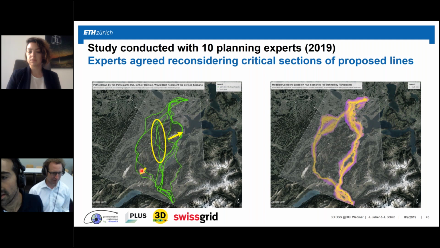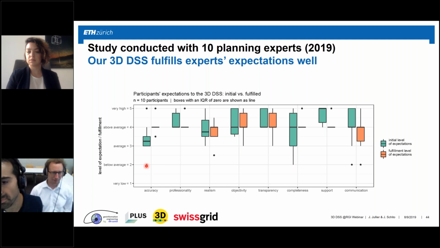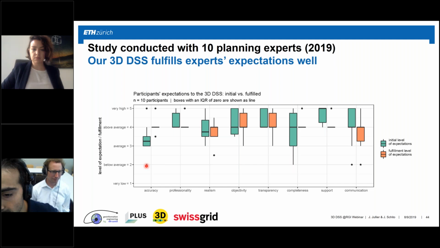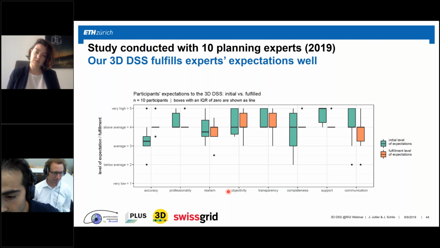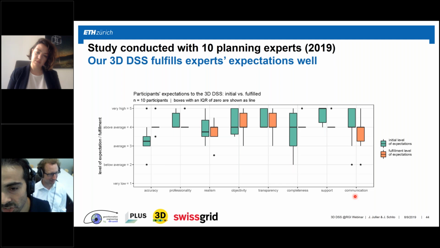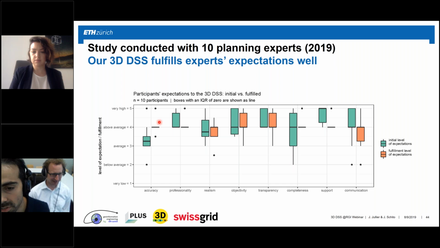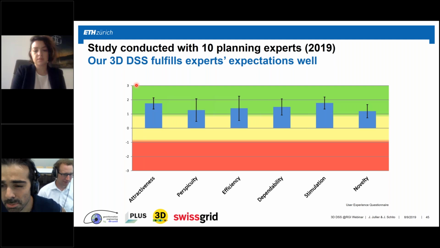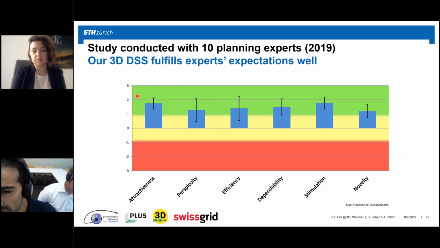And we also got very good feedback. We wanted to know whether our system is accurate, professional, realistic, objective, transparent, complete, supportive, and supports communication. Green on the left side is always what participants expected, and orange is what the final answer was. And we are very confident that we are on the right way, because we are in the median always above average. And also concerning attractiveness, perspicuity, effectiveness, dependability, and stimulation novelty, we are always in the positive and green fields.